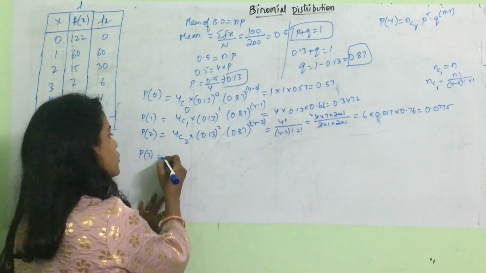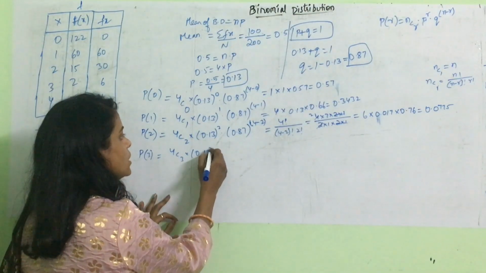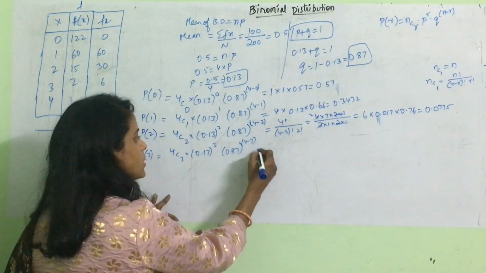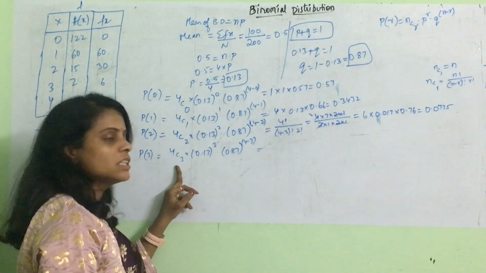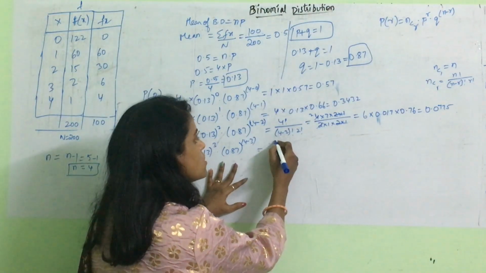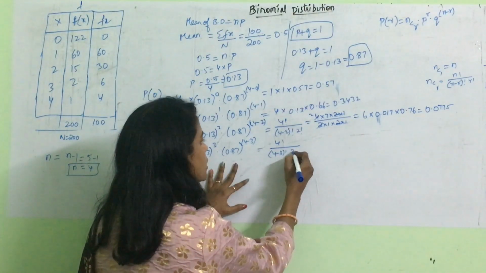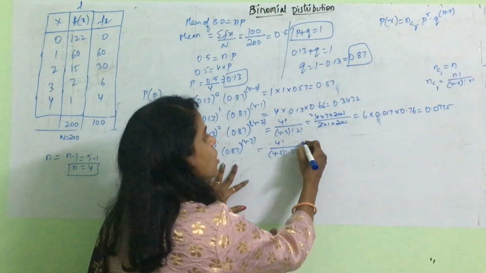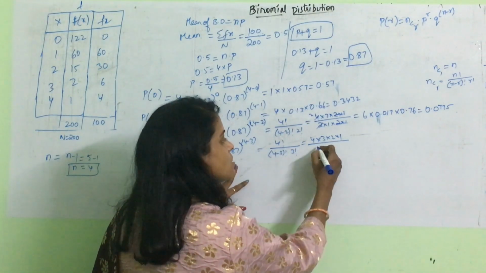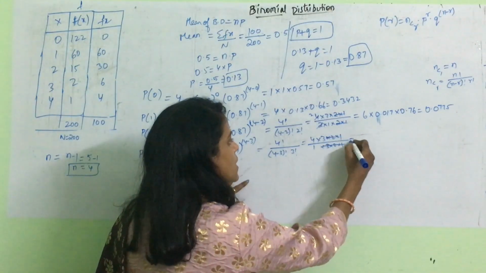Then the next one, P(3). P(3) is 4C3 into 0.13 to the power 3, into 0.87 to the power 4 minus 3. So what will we write here? 4C3 is nothing but 4. Why? Because it will be 4 factorial by (4 minus 3) factorial into 3 factorial. So we write 4 into 3 into 2 into 1 by 4 minus 3, which is 1, then 3 factorial is 3 into 2 into 1. So this gets cancelled, it is 4.